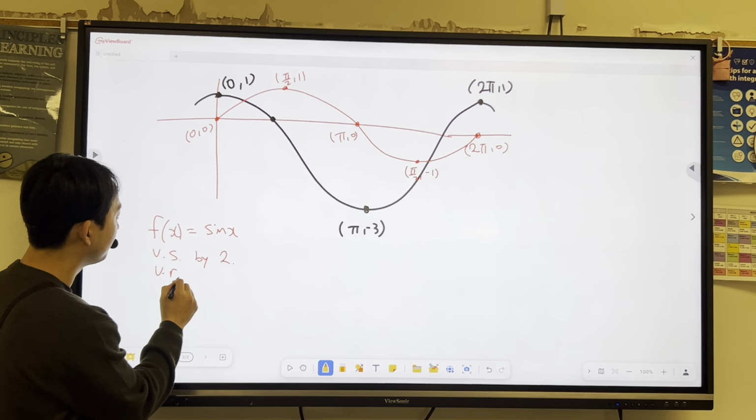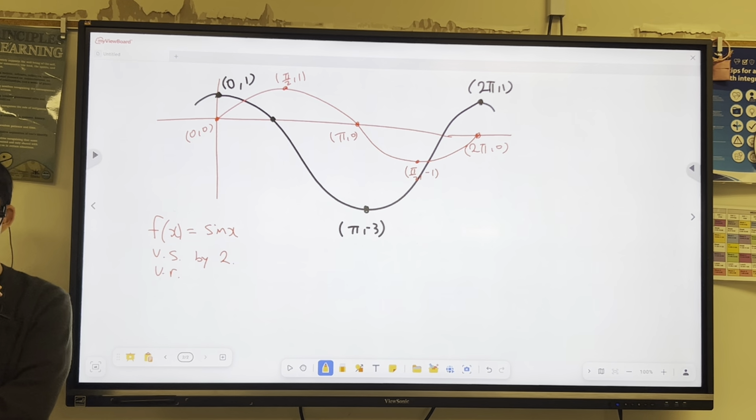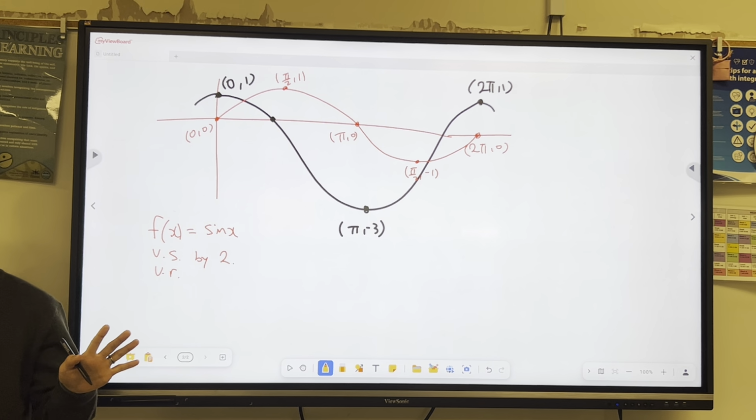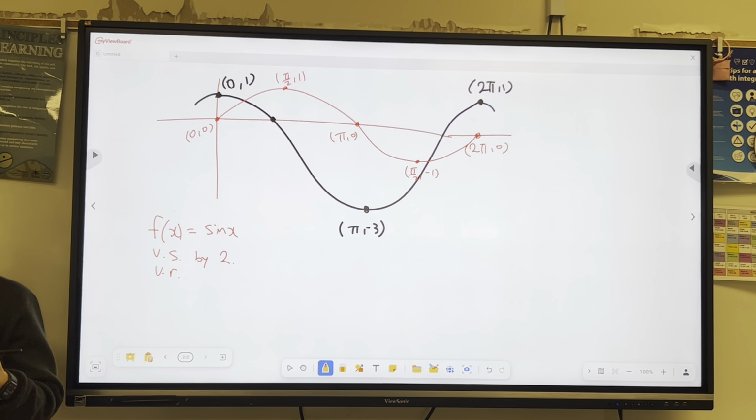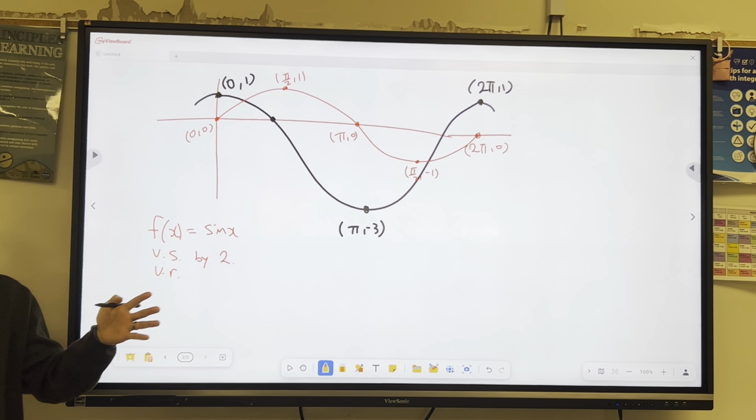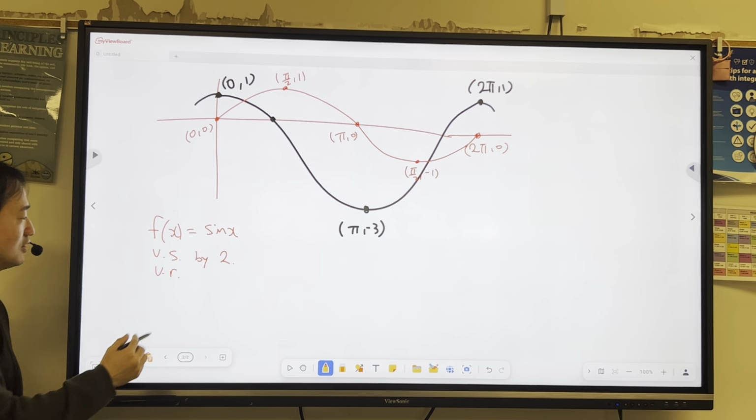What about vertical reflection? Is there a vertical reflection? No. But yes, it's also possible. In general, I suggest don't put vertical reflection. Just a personal suggestion. Don't bother about vertical reflection nor horizontal reflection. So just say no.